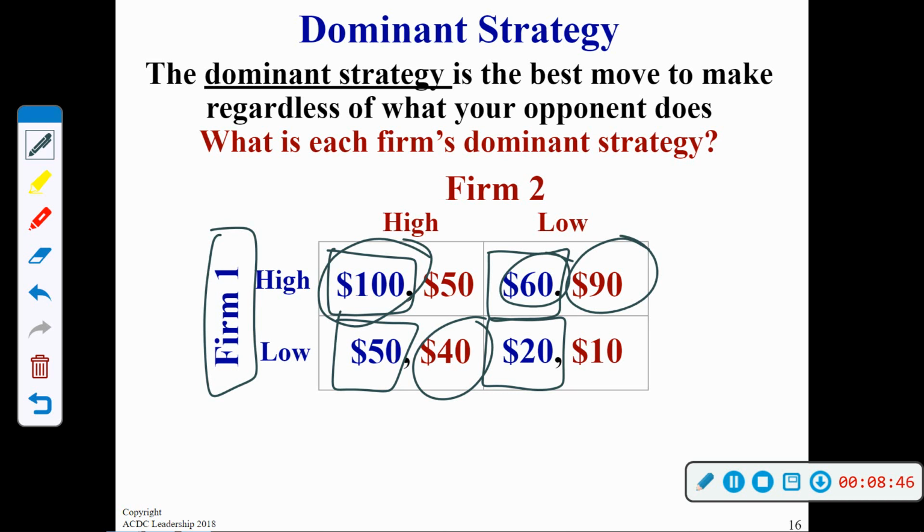The concept of this isn't that bad. The difficult part of these game theory grids is just separating which numbers belong to which firm and then actually going through and picking the right numbers.